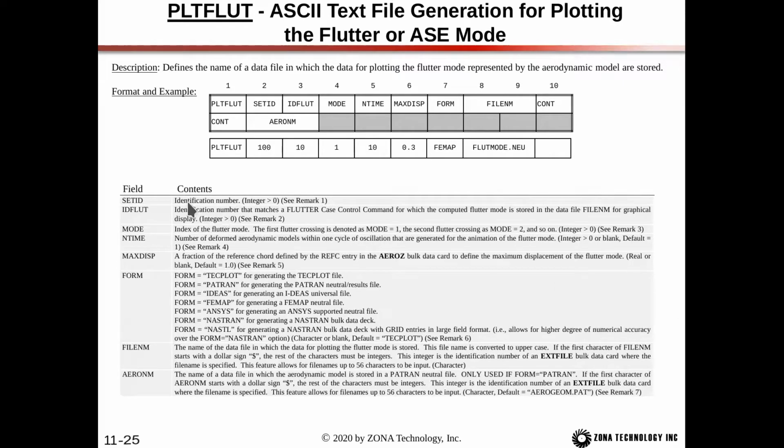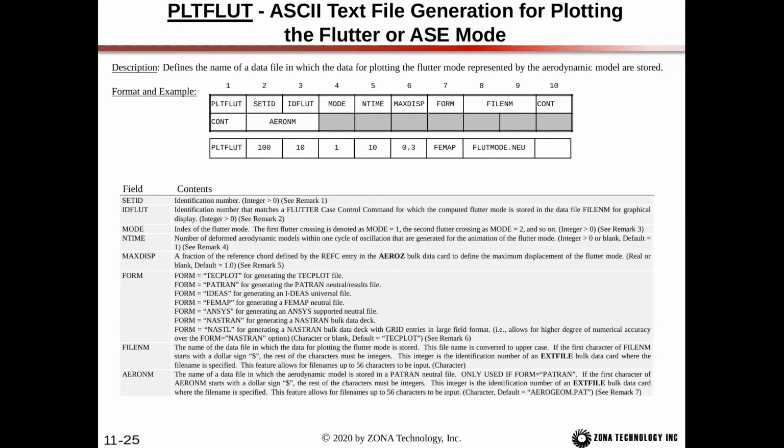So we have an ID number. Next, ID flut refers to the Flutter case control command which the Flutter mode is associated with. Next, we have mode, which is the index of the Flutter mode. So the first Flutter crossing is denoted as mode 1, the second Flutter crossing is mode 2, and so on. So you must look in your ZEUS output to see the order of the Flutter crossings.